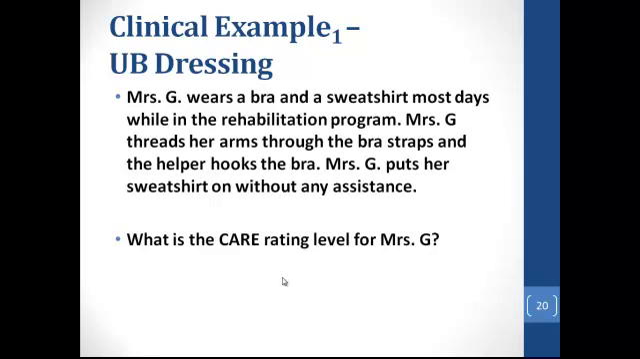Let's look at example number 1, Mrs. G, who wears a bra and a sweatshirt on most days. Mrs. G threads her arms through the bra straps and the helper hooks the bra. Mrs. G puts her sweatshirt on without any assistance. So what is the care rating level for Mrs. G? The best answer is partial or moderate assistance, because the helper provides assistance with upper body dressing, but the patient performs more than half of the effort.